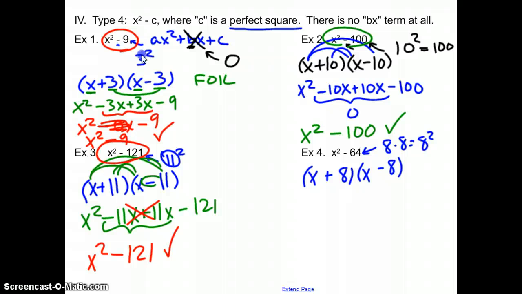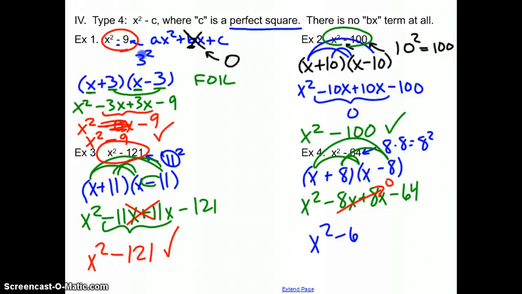Let's go ahead and FOIL. First, x times x is x squared. Outer, x times a negative 8 is negative 8x. Inner, positive 8 times x, positive 8x. And last, positive 8 times a negative 8 is a negative 64. My two terms add to be 0. Those terms go away, and I'm left with x squared minus 64, which is exactly what I started with. So that is factoring with a perfect square, possibly one of the easiest ways to factor if we can recognize that perfect square value.